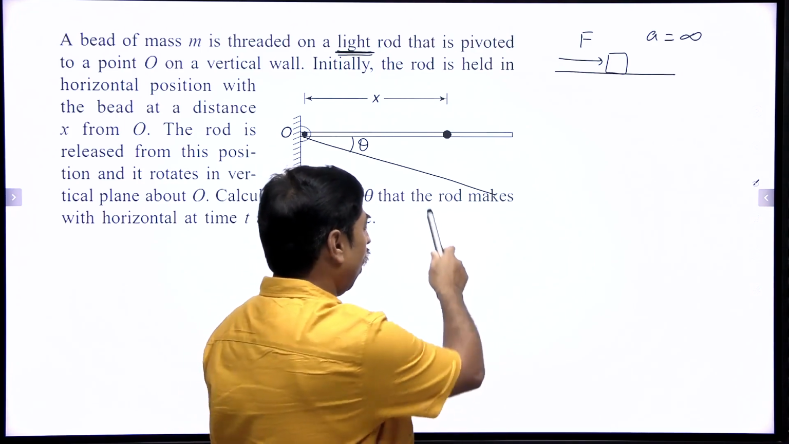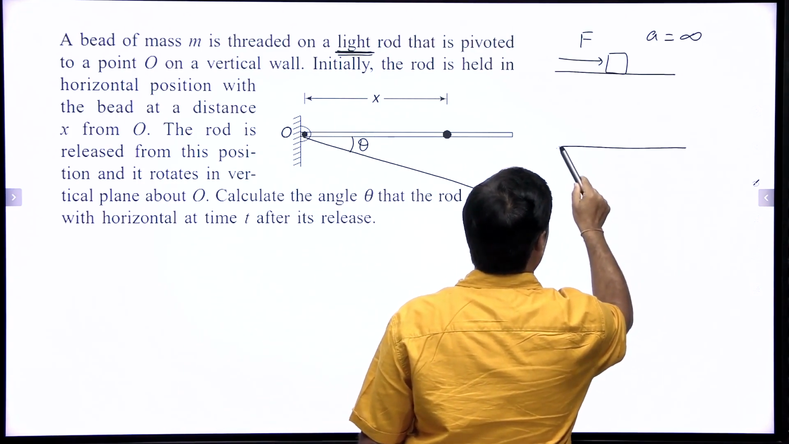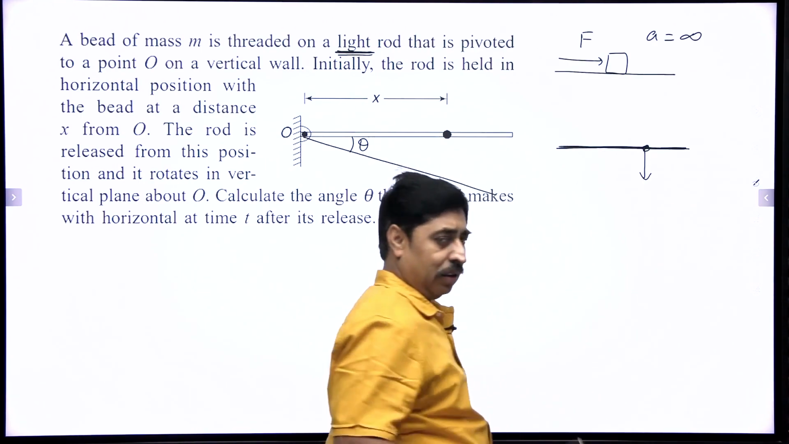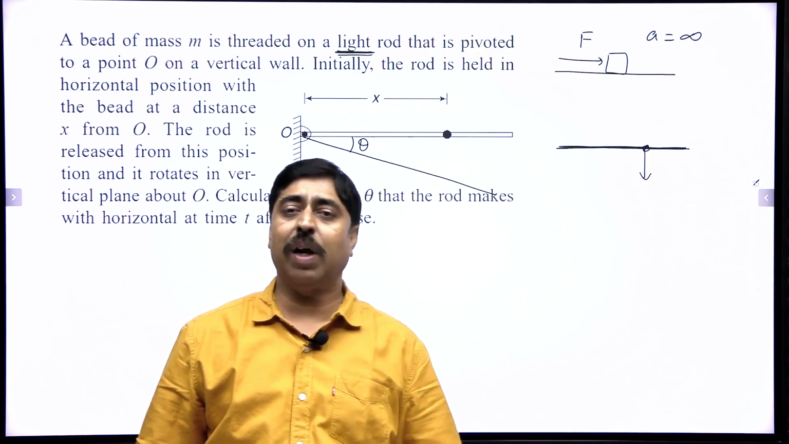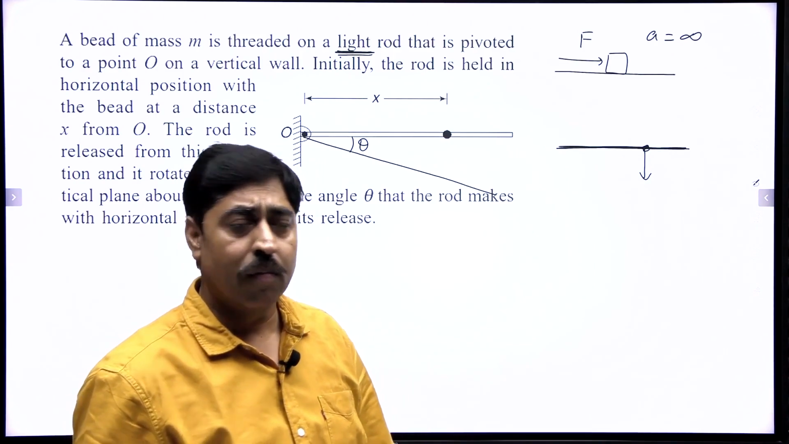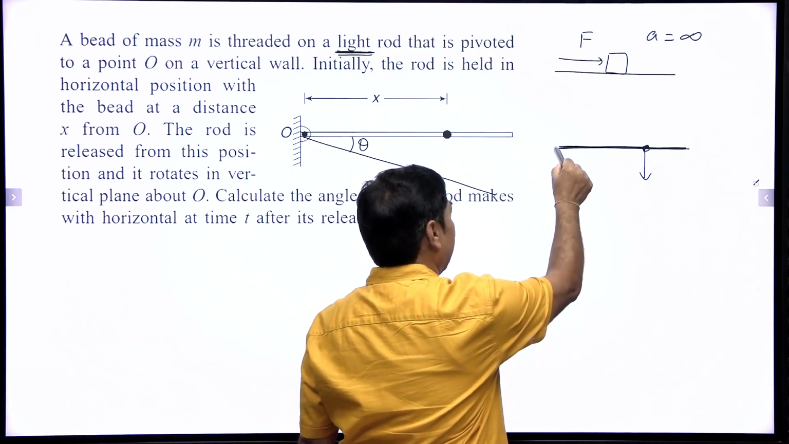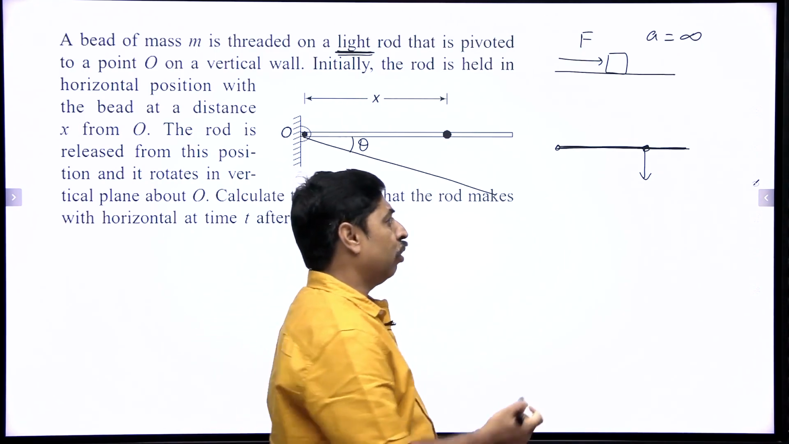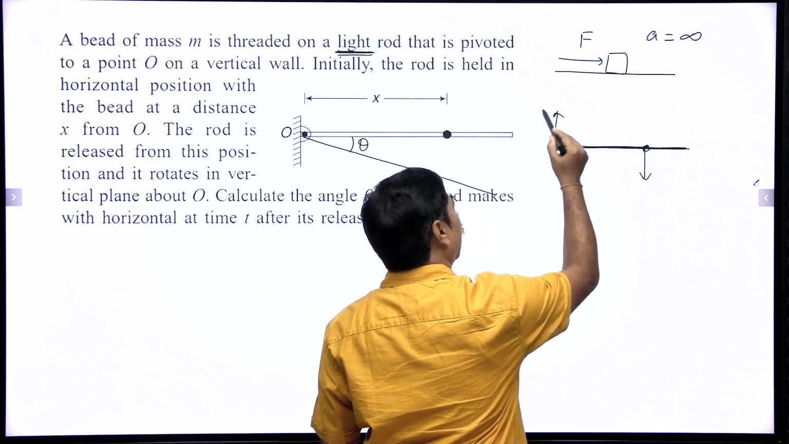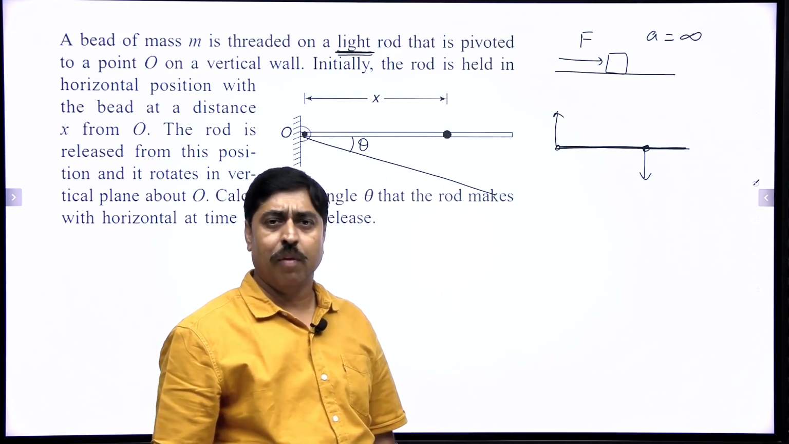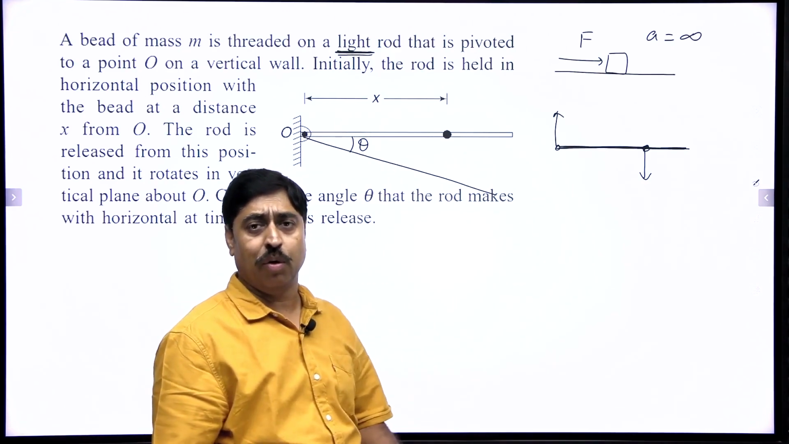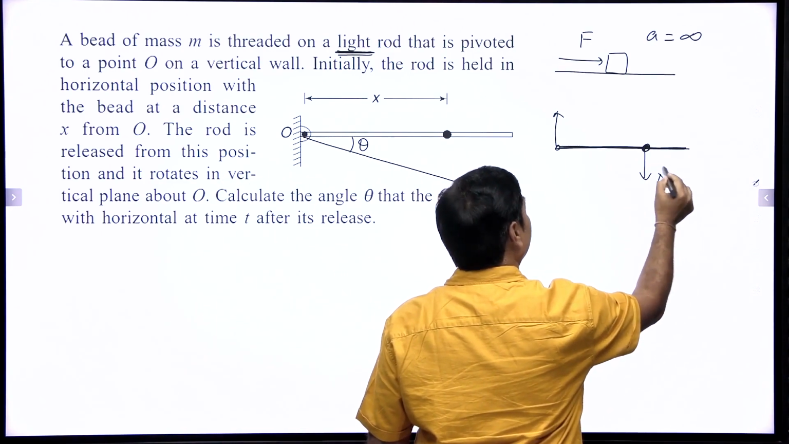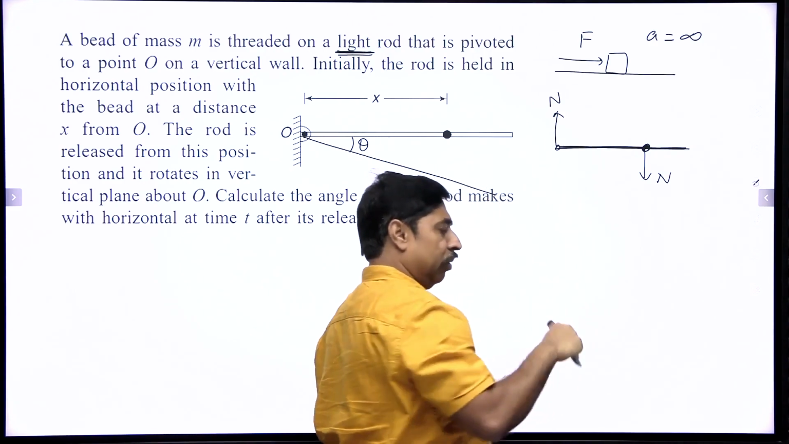If this is our rod which is massless, and suppose this bead applies a normal reaction on the rod, just assume that. So the hinge, the pin that is fixed here, the hinge will also apply some force on the end of the rod. Because the net force on the rod should be 0, it is massless. Therefore, the force applied by the bead will be equal to the force applied by the hinge.